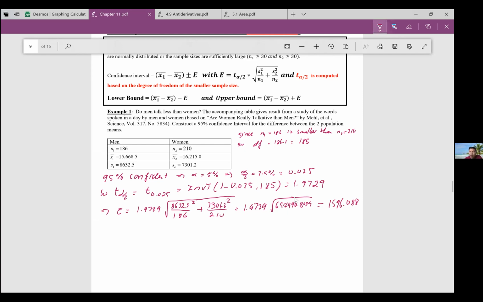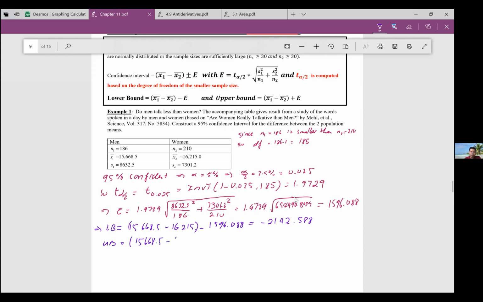Okay, so I have here my lower bound. We take x1 minus x2 minus e, so we get 15,668.5 minus 16,215, and then minus 1596.088. So we have negative 2142.588.